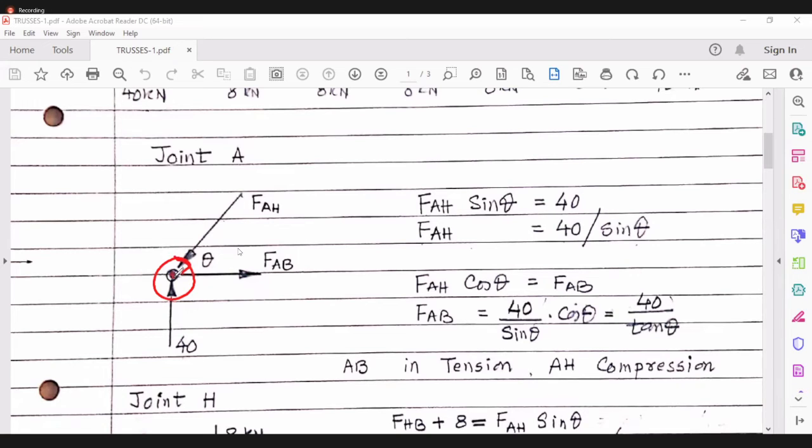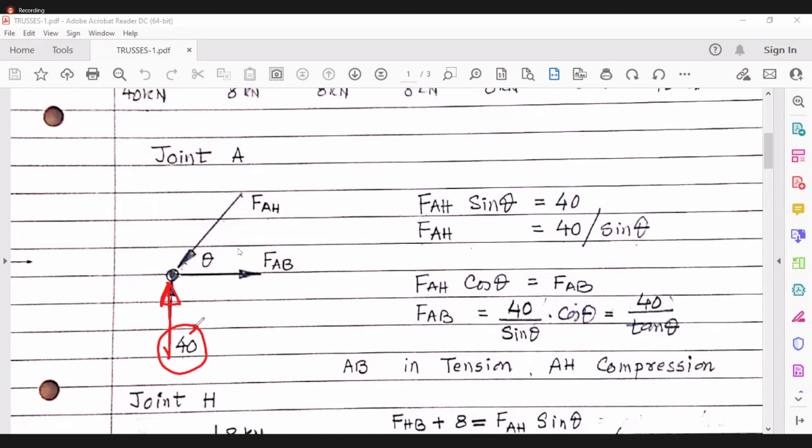This is joint A. Now, one thing is sure, that the support reaction is upward and 40 kilonewton. We know this force, its magnitude and its direction also.